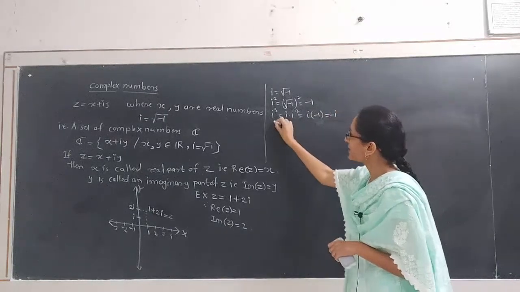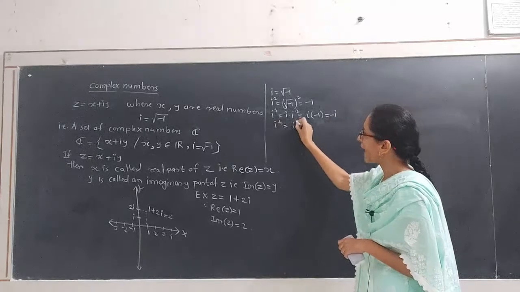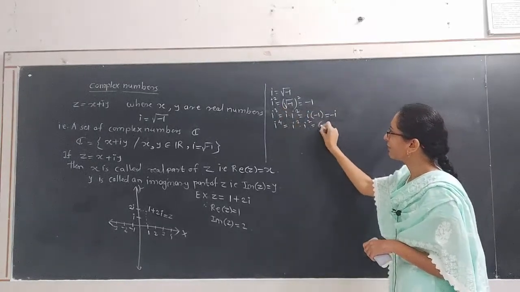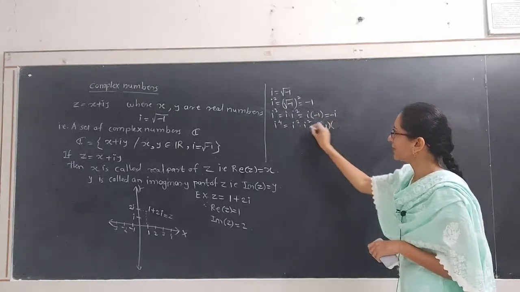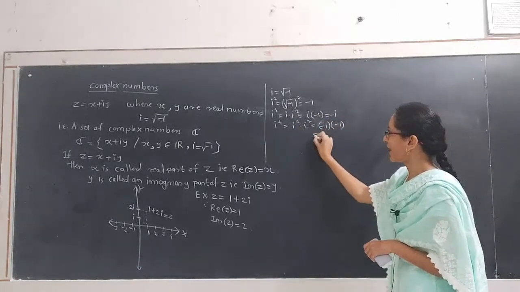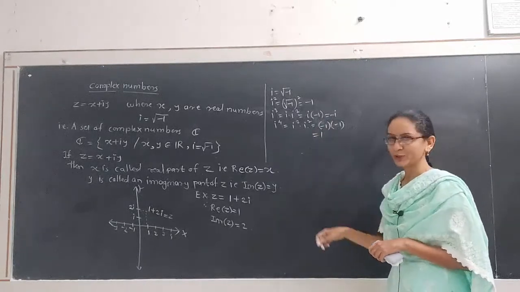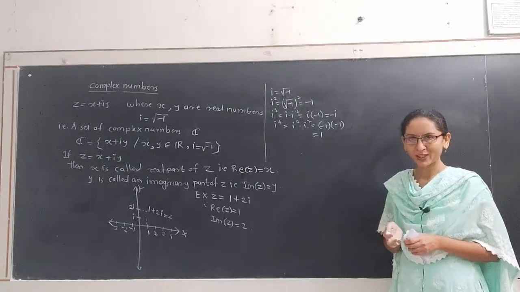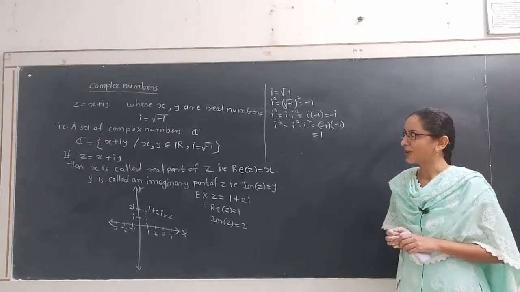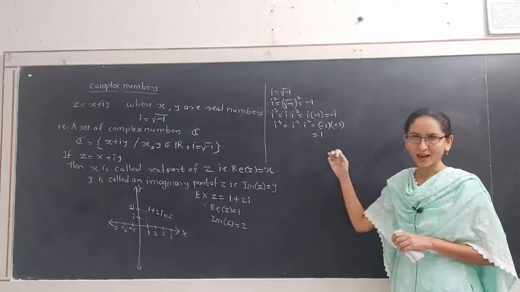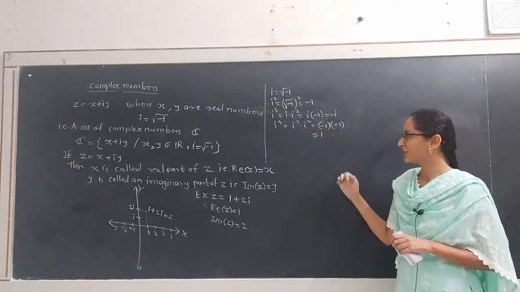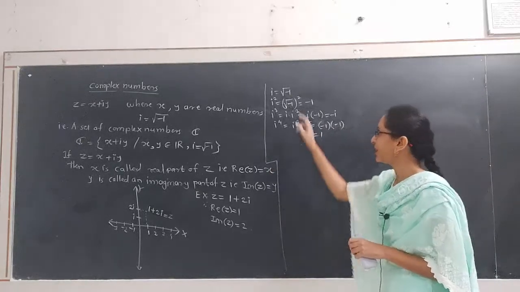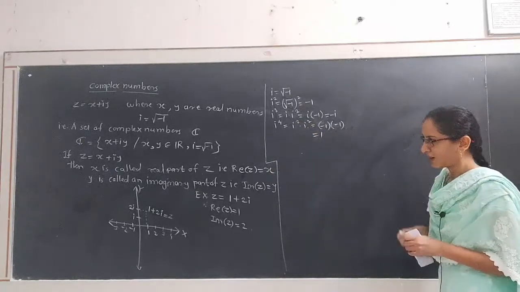i raised to 4 is equal to i square into i square. Because i square is minus 1, this is minus 1 into minus 1, whose value is 1. Hence i raised to 4 is equal to 1. In this way we find the powers of i, which is the imaginary number. The value of i is square root of minus 1 and its powers are calculated by using the product, by considering the value of i as the square root of minus 1.